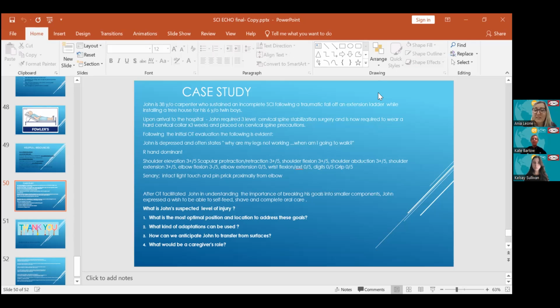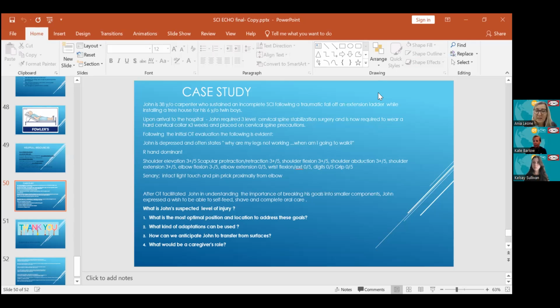Once OT facilitated John in understanding the importance of breaking his goals into smaller components, because you will find your patients, they're just wanting to look at the big picture. When am I going to walk? And you are just sort of bringing them down slowly, gently. Okay, this is something that we need to do to start this journey first. Smaller steps, small components. John expressed eventually a wish to be able to self-feed. He wanted to shave and complete his oral care.